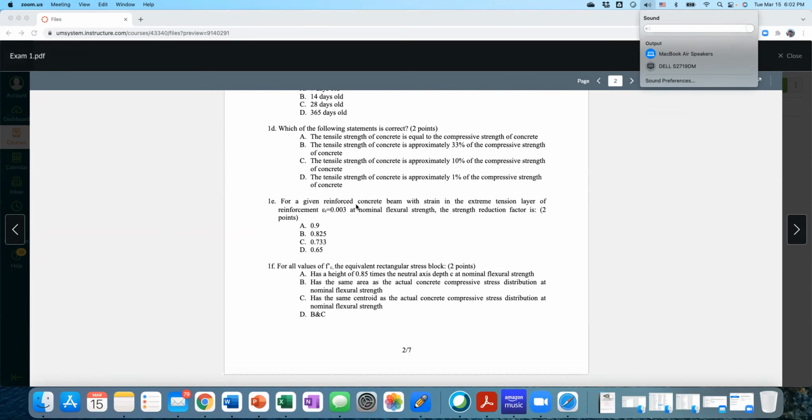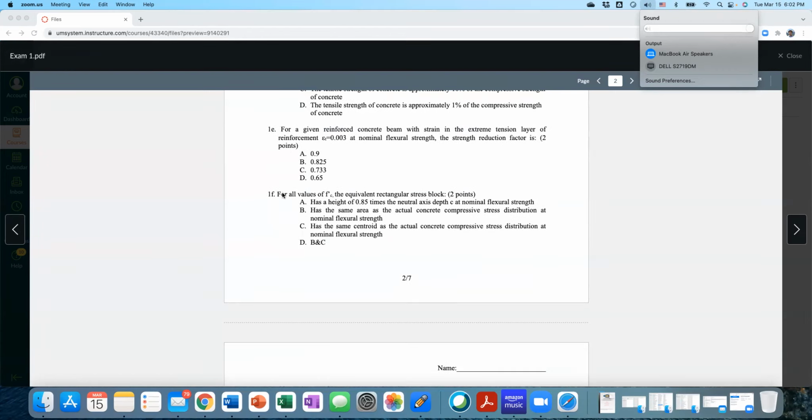So 1E, for a given reinforced concrete beam with strain in the extreme tension layer of reinforcement epsilon T, note that this is epsilon T here, 0.03, at nominal flexural strength, the strength reduction factor is, well, using the phi equation, right? So this is between 0.02 and 0.05. So definitely between 0.9 and 0.65, rule out A, rule out B. You have B and C, so you have to plug in that equation, find out which one it is.